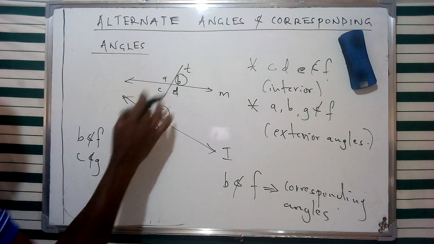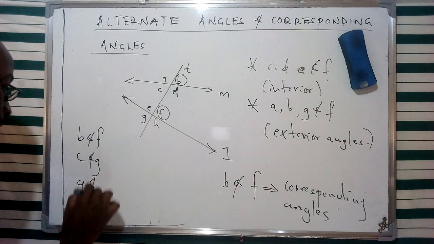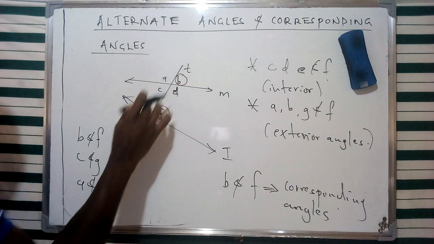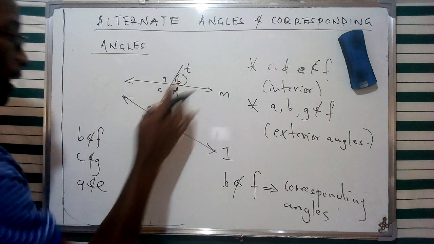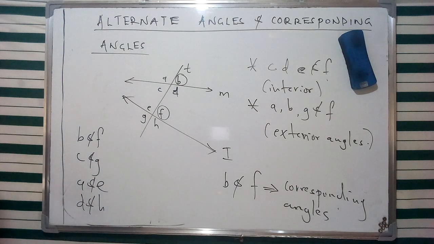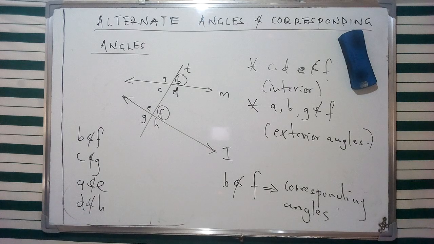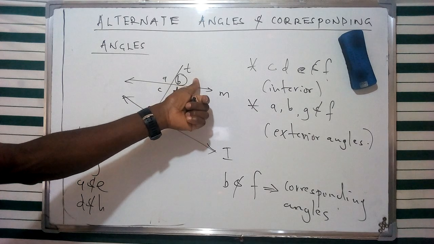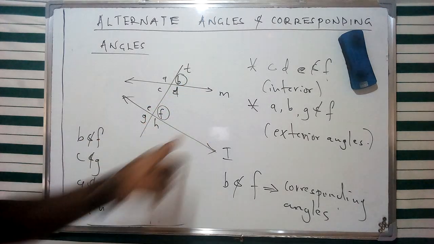So C and G are going to be corresponding, and then we're going to have A and E. So angles A and E are going to be corresponding angles, and lastly we're going to have angles D and H as corresponding angles. These are going to be angles appearing at the top right of each intersection, in respect to these two specific lines.